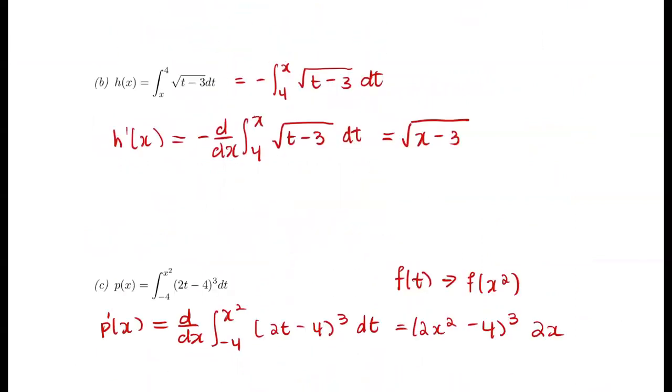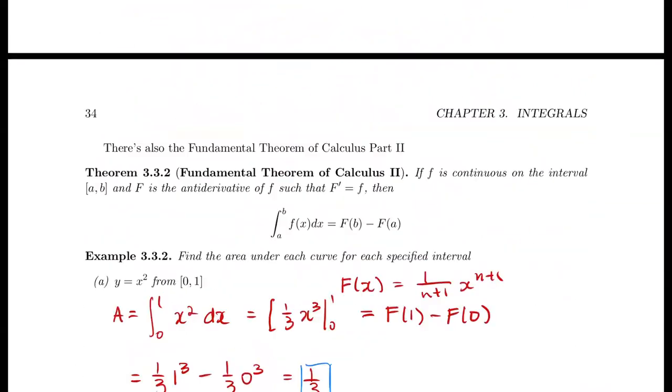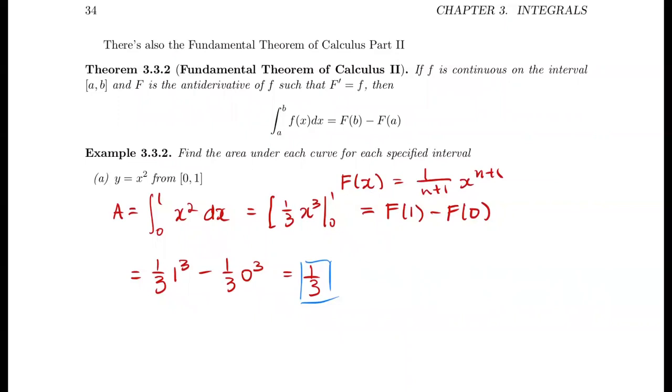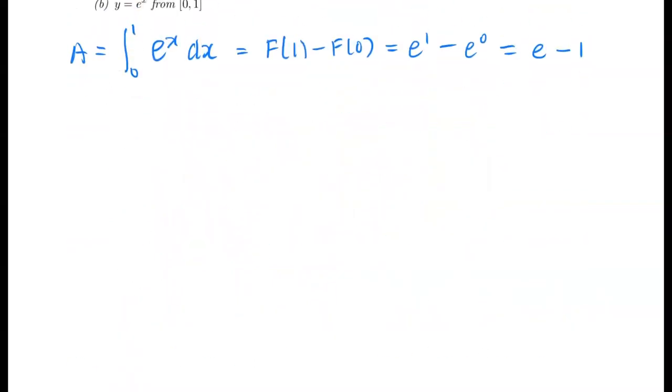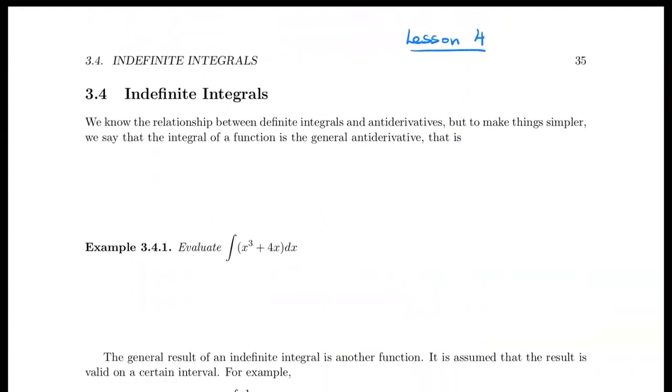And we had a look at some examples as well involving this. And this is the fundamental theorem of calculus part two, where if F is the antiderivative, then we could find the difference between the two to obtain such a number. And that was all from last lesson. So this lesson will continue on with the integral section.